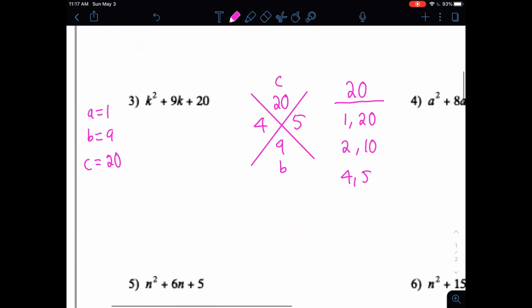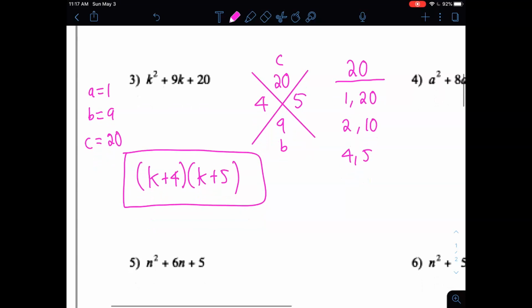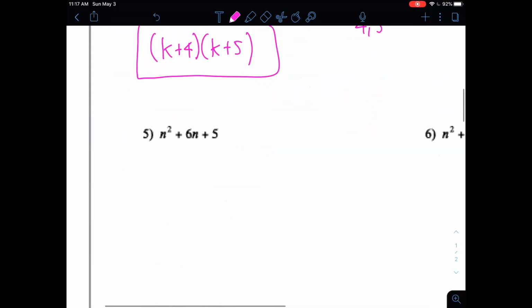Because 4 times 5 multiplies to 20, and 4 plus 5 adds to 9. So our final answer is not going to be 4 and 5. That's not our answer. Like I said, our answer is going to be a FOIL thing. You should always put these parentheses like this. We're going to do k plus 4, and then k plus 5. And this is our final answer. This is the unfoiled factored quadratic. Cool? All right, let's do 2 more, and then you guys will try a few on your own.